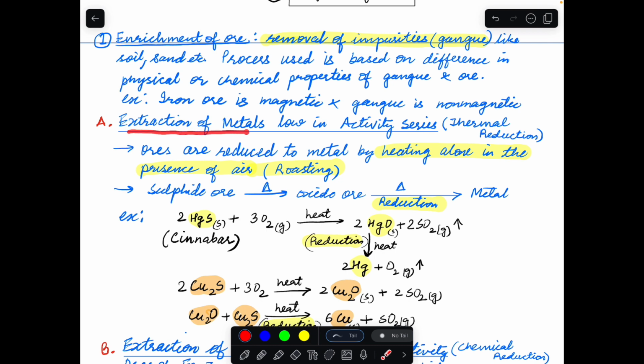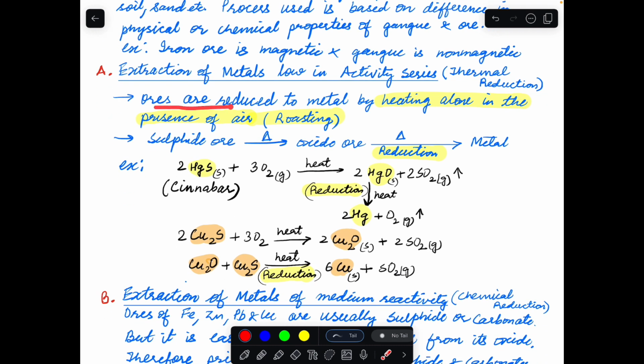Extraction of metal of low reactivity, or extraction of metal low in the activity series. In this case, the process for obtaining metal which we follow is called thermal reduction. So metals of very low reactivity can be obtained simply by heating. Therefore, we call it thermal reduction. Okay, why? Because they are not very reactive.